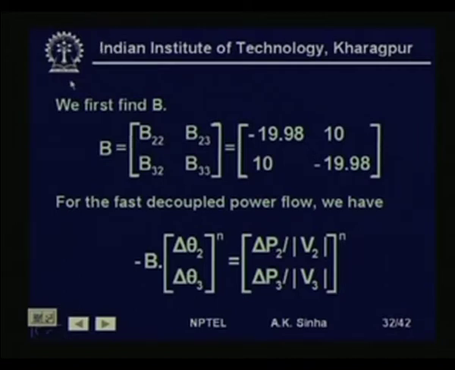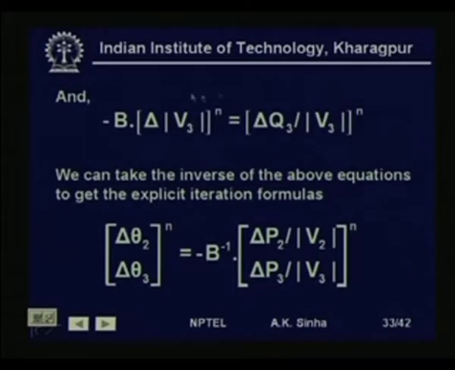Now, we have to find the B matrix. So, the B matrix is B22, B23, B32, B33, because bus 1 is a slack bus. Here we have the values substituted. Now, for fast decoupled power flow, we have minus B into delta theta, or delta delta, is equal to del P by V, and we have minus B into del V is equal to del Q by V.